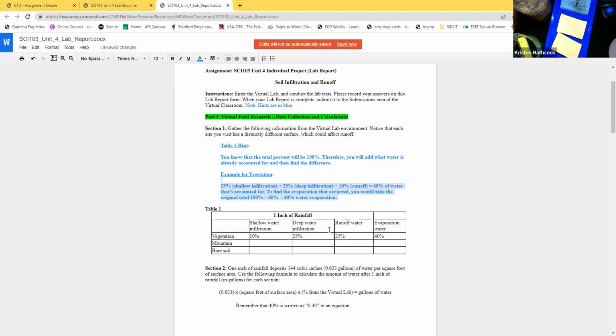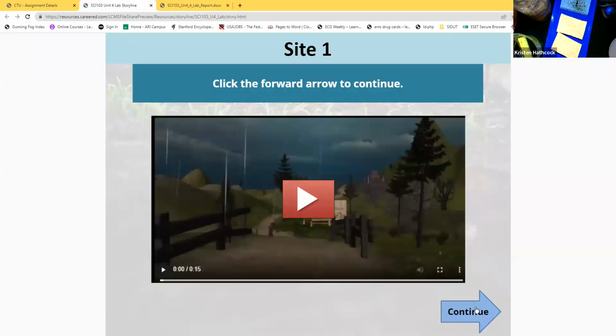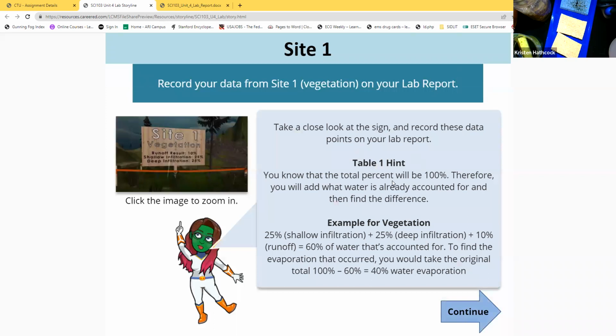The evaporation is the difference between 100 and your total amount of rainfall. So for every inch of water, if we have 100 inches of water, 60% is absorbed, 40% is evaporated. So now you're going to do the same thing again. You're going to return and you're going to go to site 2. Make sure that you follow the instructions here. We just kind of went over that.